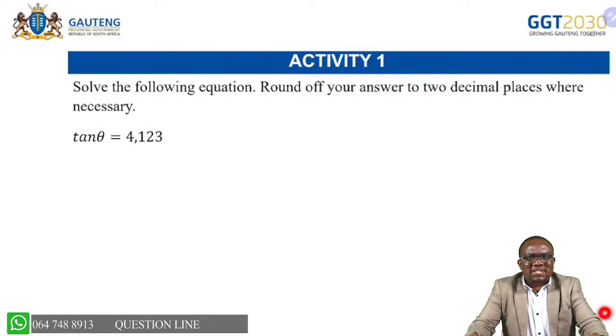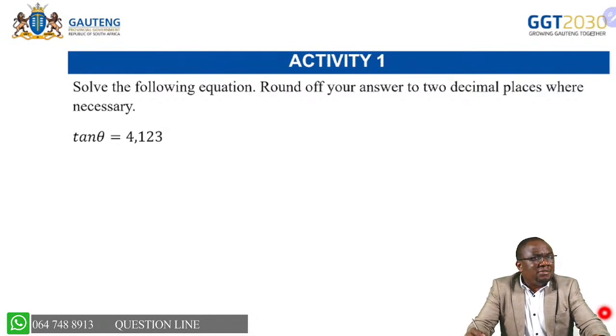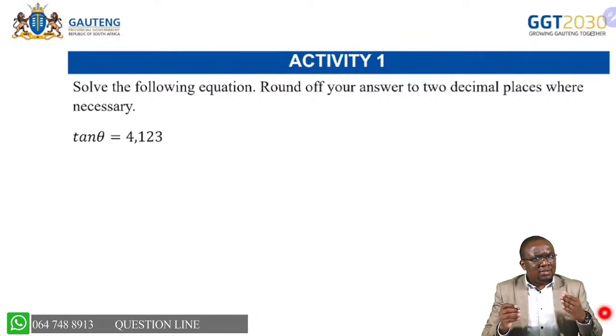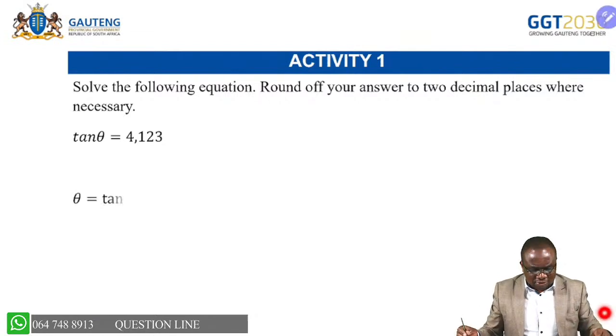Welcome back, grade 10s. Did you manage to get the answers? I hope so. Let's mark our work now. Right. Is our tan theta already isolated? You can say yes or no. Right. Is tan theta already isolated? Yes, it is isolated. Why? Because it is on its own on the left-hand side. So that step is fine. So tan theta is already isolated.